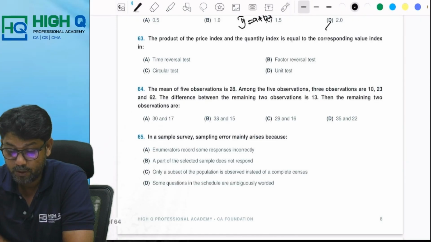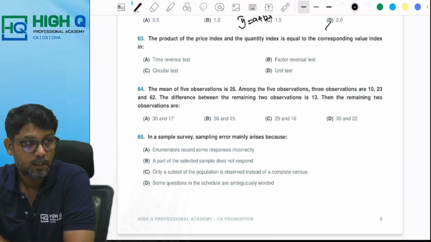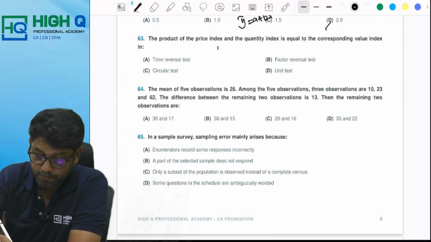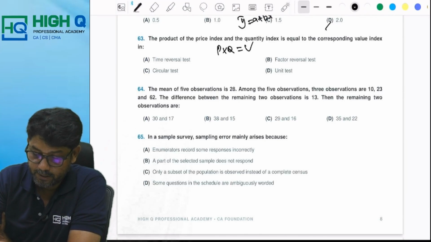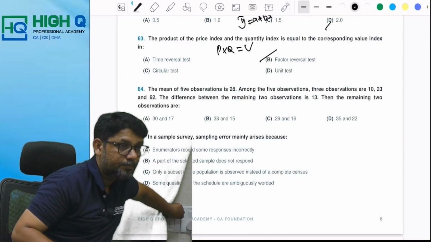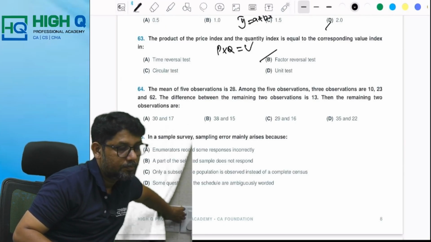Next, the product of the price index and the quantity index equal to the corresponding value index. Now listen here. This is actually P into Q is equal to V. This is nothing but the factor reversal test. What is it? Factor reversal test.